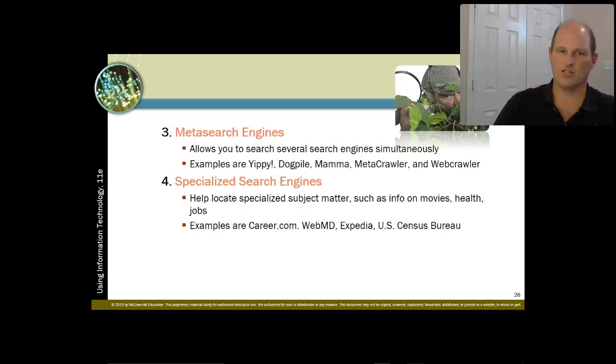A meta search engine just allows you to search several search engines like WebCrawler, Metacrawler. Specialized search engines are things like WebMD, Expedia, that allow you to really go into a specific category and search just that category.